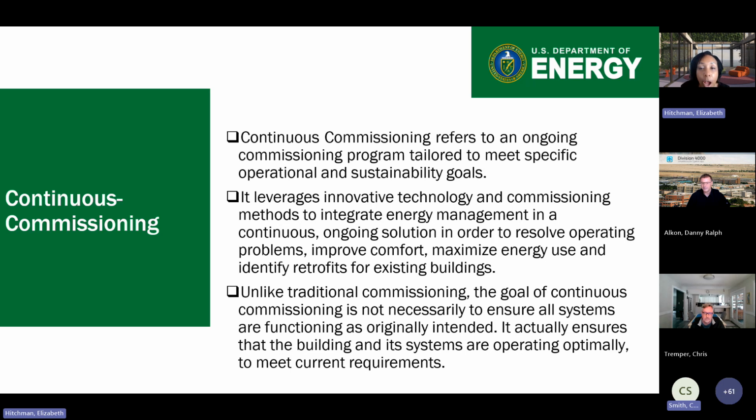That's something that you do all the time. It never stops. It resolves operating problems, improves comfort, maximizes energy use, and is great retrofitting for existing buildings. It can also save you a lot of money. Unlike traditional commissioning, the goal is not to ensure that all the systems are functioning as originally intended. It actually ensures that the building and its systems are operating optimally to meet current requirements.